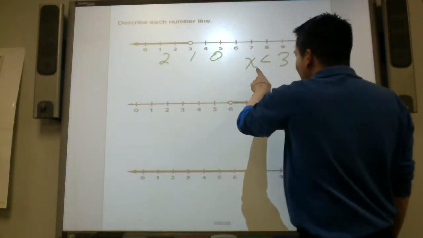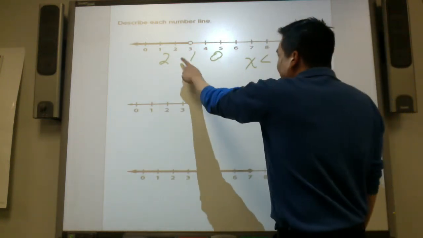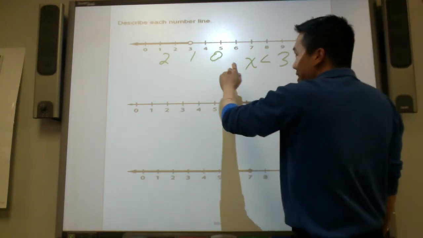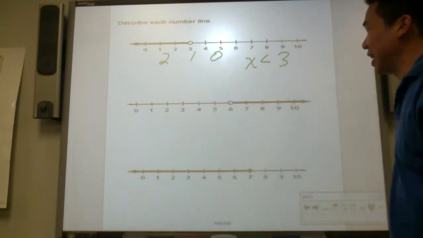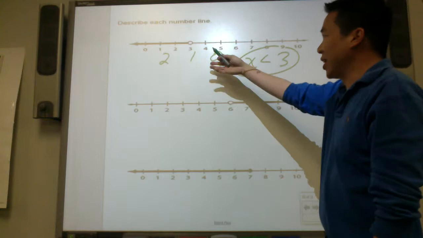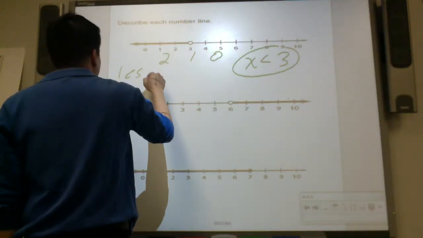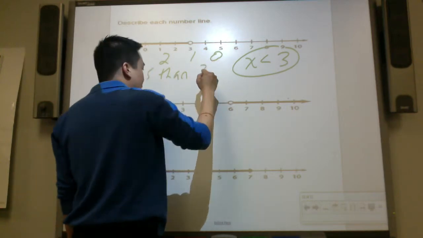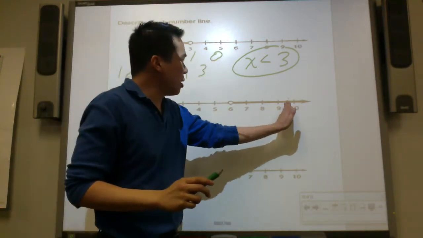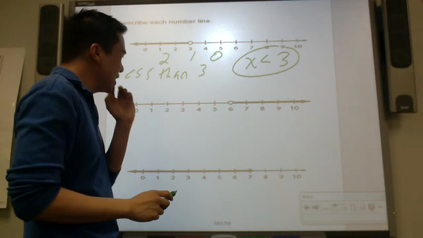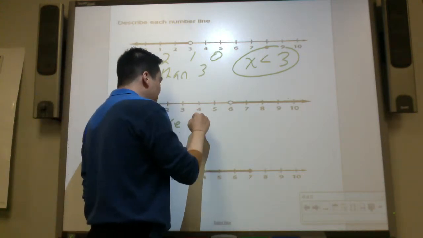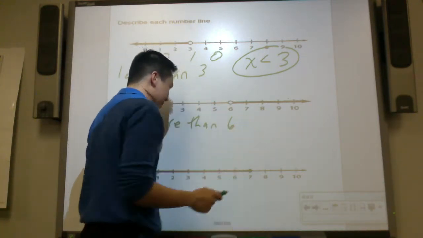Is 2 less than 3? It is. Is 1 less than 3? It is. Is 0 less than 3? So x is less than 3. So what can you tell me? All these numbers are less than 3. What can you tell me about these? All these numbers are larger than 6. They seem like they're all more than 6.